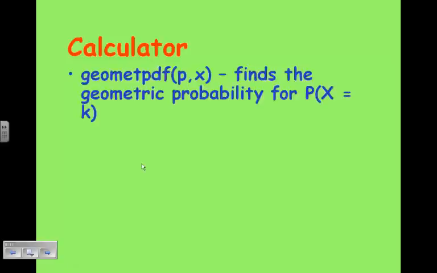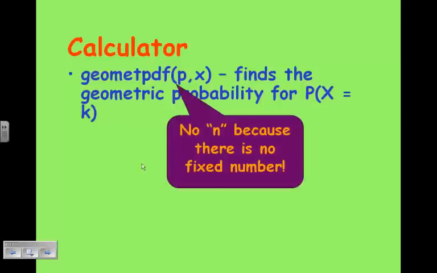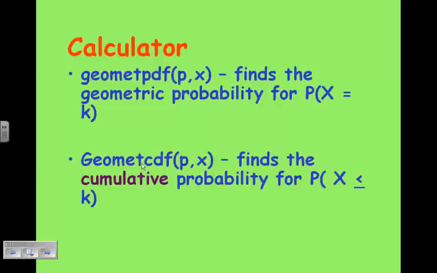Alright, there is a calculator command for geometric distributions, exactly like there is for binomial. It's located in the same place. So if you look on your graphing calculator, underneath that same distribution menu that we've been practicing with binomials, the geometric one is there as well. So the geometric PDF finds the geometric probability for p for the probability that x equals k. No n because there's no fixed number, right? In the binomial we needed a number. In the geometric we don't because there's no fixed number. All we need is the probability and how many do we want to have before we have our success.